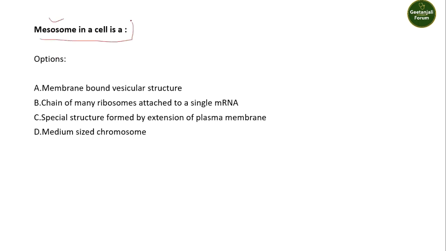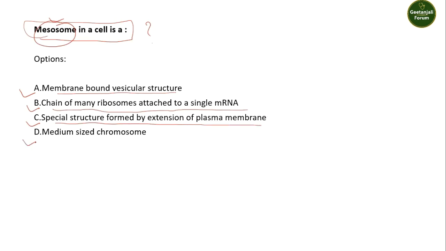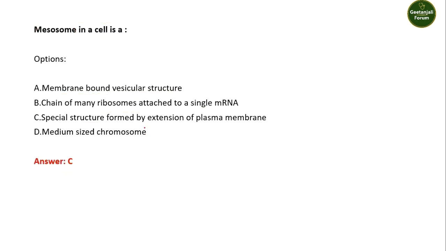The first question is about the mesosome found in the cell. What is that mesosome? There are four options in this question. First option: mesosome is a membrane-bound vesicular structure. Second option: chain of many ribosomes attached to a single mRNA. Third option: spatial structure formed by extension of plasma membrane. And fourth option: medium-sized chromosome. Which option is correct from all these options? Option C. What is mesosome? It is a spatial structure formed by extension of plasma membrane.